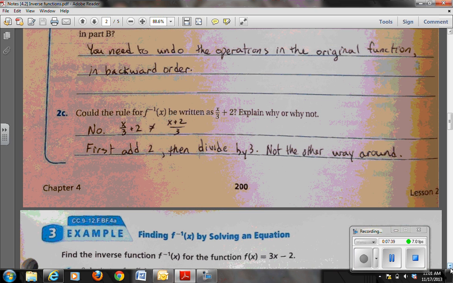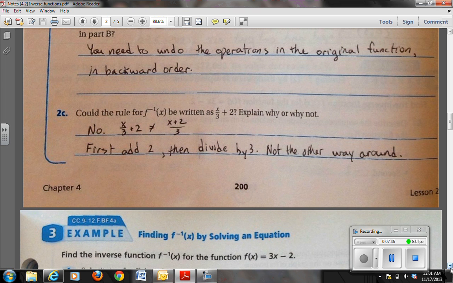It says, could the rule for f inverse of x be written as x over 3 plus 2, and explain why or why not? The answer is no, because if you write it as x over 3 plus 2, that would mean dividing by 3 first and then adding 2. But what we wanted to do was add 2 to x first and then divide that whole expression by 3. We wouldn't get the same thing if we divide first and then add. We need to add, then divide.